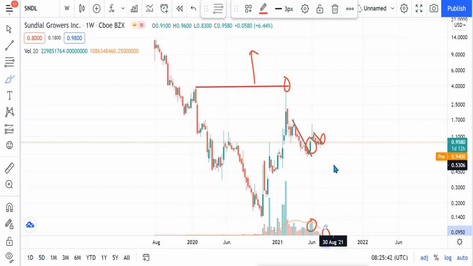If the volume is not huge, then there's a lot of doubt that the handle is successfully forming. Okay, the handle is not successful. We are just talking about the formation of this handle. So we need a high volume to appear when the price breakout happens at this particular point. So that is what we are looking for. It might be happening today or tomorrow, hopefully.